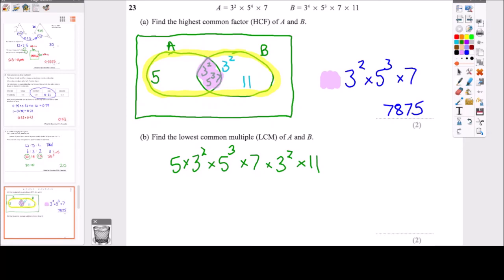Whoops, hit the wrong button there. 5 cubed times 7 times 3 squared times 11 gives me 3,898,125. Yeah, that's correct.